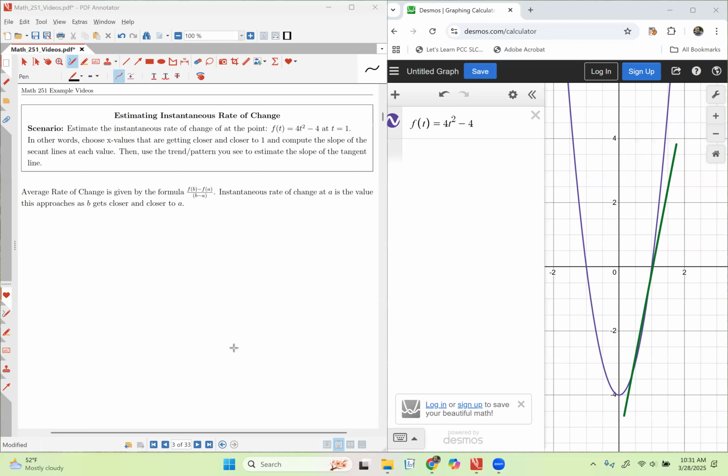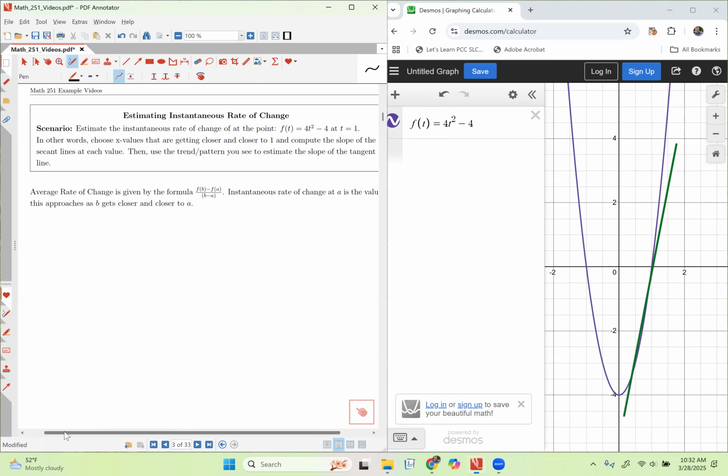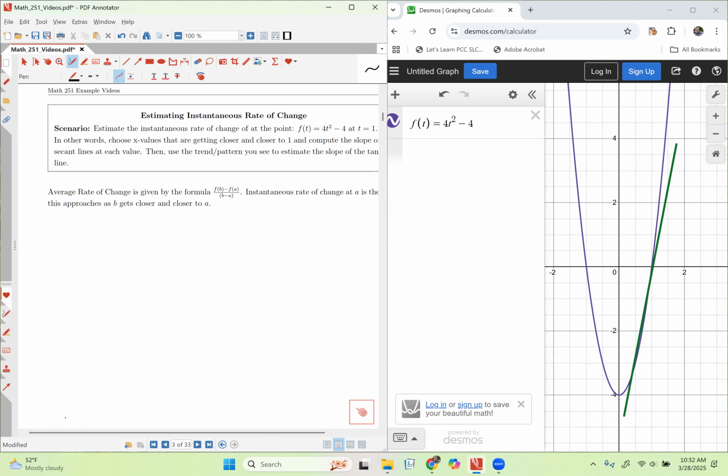And I'm trying to find the slope of the line that touches right there at x equals 1, that tangent line. So to find that, I'm going to take the slope of the secant line from t equals 1 to a point that's really, really close to 1. So we're going to find a bunch of average rate of changes here. And I'm just going to set up those intervals to begin with.